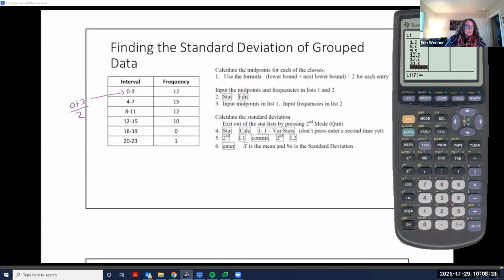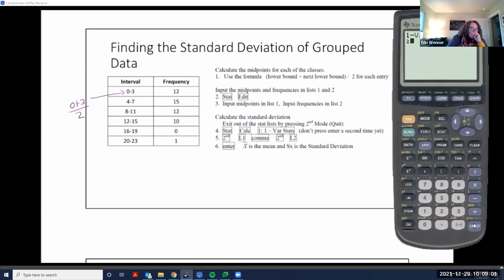Once we have our midpoints, we just go to the next column, where we put our frequencies in. Here we're going to put 12, 15, 12, 10, 0, and 1. Again, make sure that we have the same amount in column 1 as in column 2. To calculate the standard deviation, we're going to quit. We're going to do stat, calc. We want 1-Var Stats, and again, L1, comma, L2.